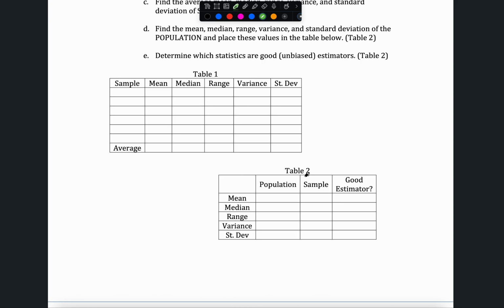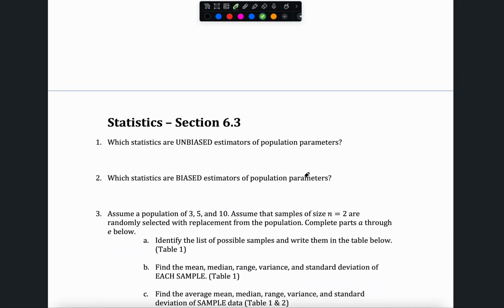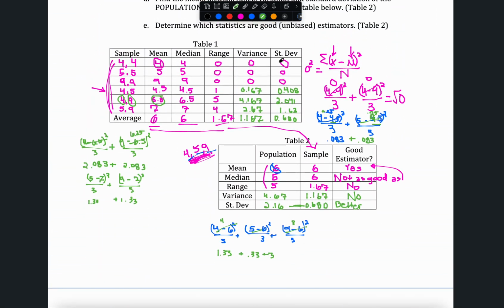Okay. So hopefully that was not terribly confusing. Just go through it just like we did this last example. Okay. Good luck.